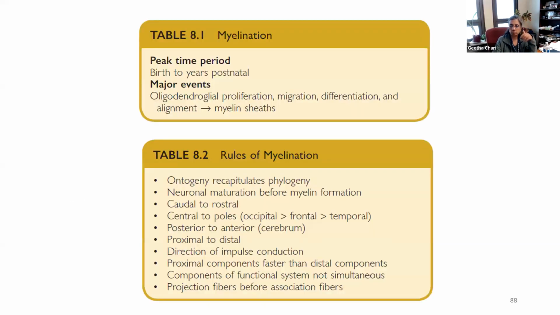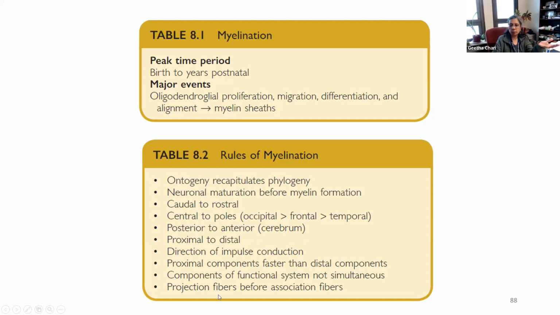Normal myelination also starts somewhere around the end of the gestation and continues till several months postnatally. So what happens is the oligodendrocytes proliferate, migrate, differentiate, and then form the various myelin sheaths. And then the rule of myelination is that it tends to occur from caudal to rostral regions. They start from the center and then go to either pole. Occipital region gets myelinated first, the frontal regions next, and then the temporal regions. It is usually posterior to anterior development, which is the most important development there.